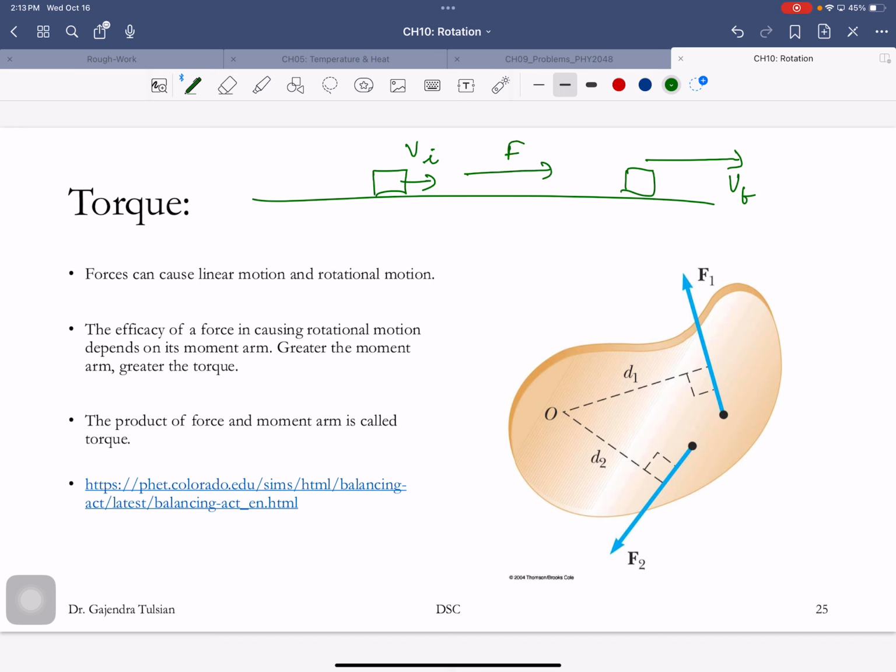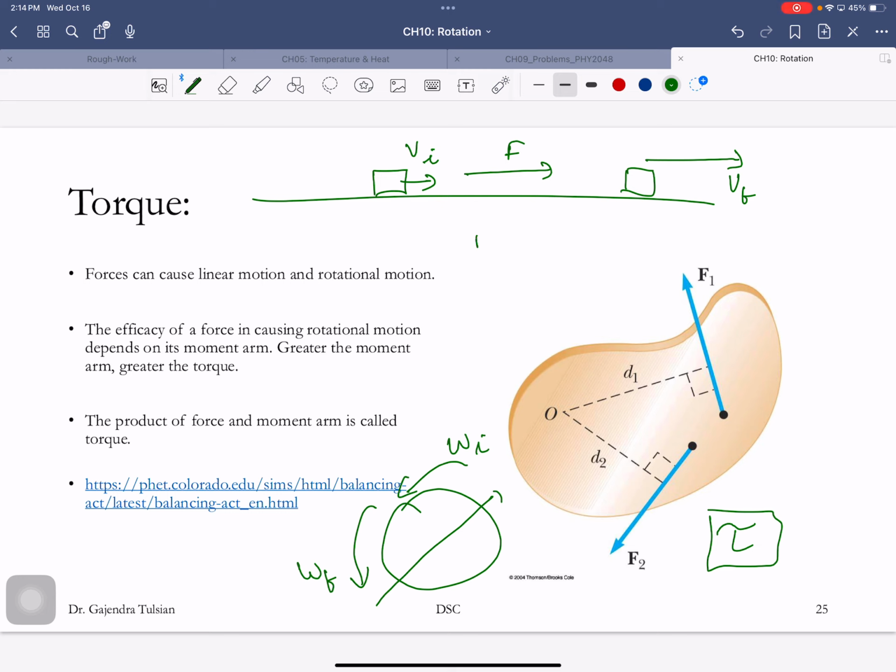Okay? Now, if this object is rotating, that's its initial angular velocity. If I want to change its angular velocity, what I have to do is apply a torque. Okay? So the parallel of force is a torque in angular motion. Okay? And so here's a torque.